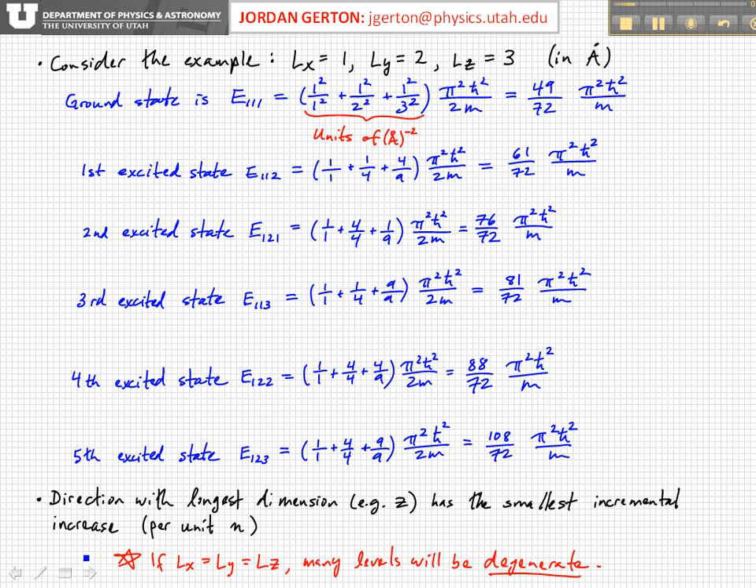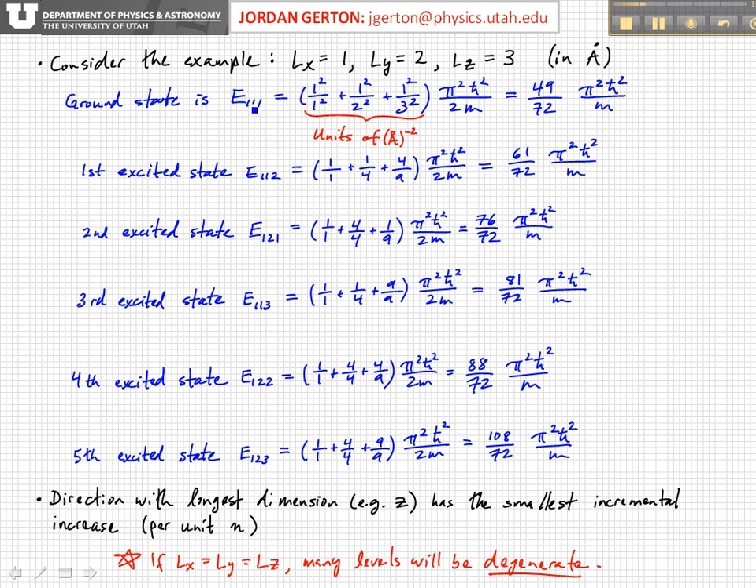Let's just plug in some numbers for the box. So let's assume that the box has dimensions of 1 angstrom in the x direction, 2 angstroms in the y direction, and 3 angstroms in the z direction.